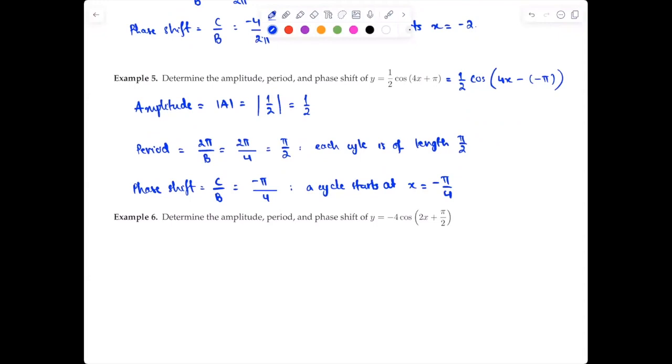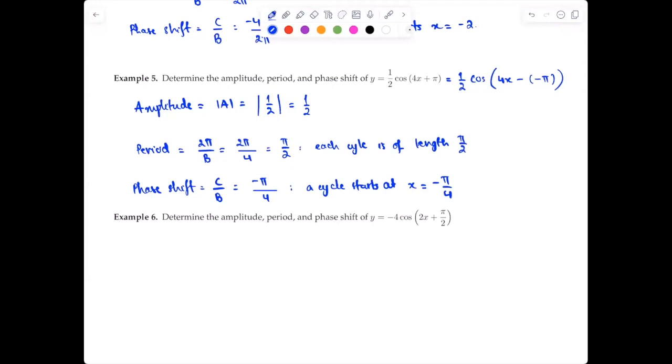So I hope that makes sense to you. When you say you shift it to the left by certain units, you just say the positive or the absolute value of the units, which is pi over 4. But the starting point is at the location x equals negative pi over 4.